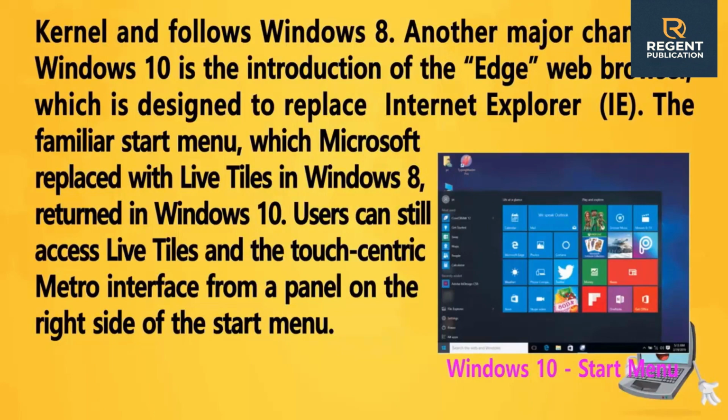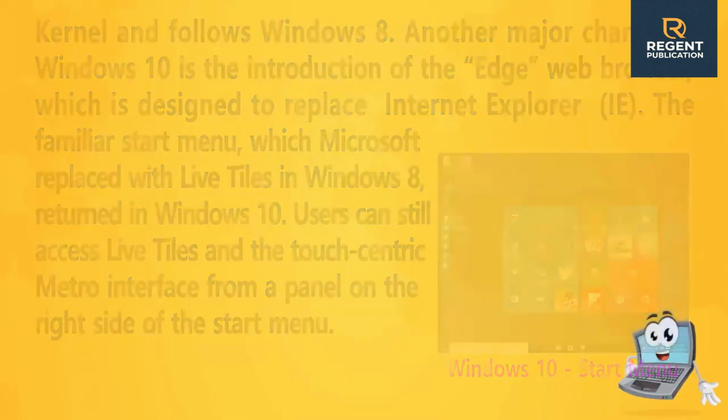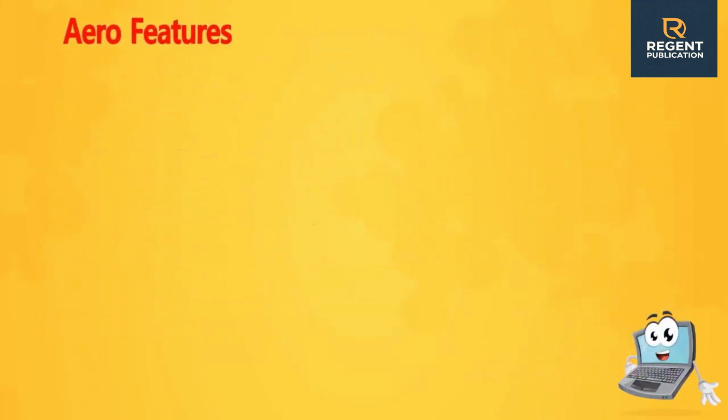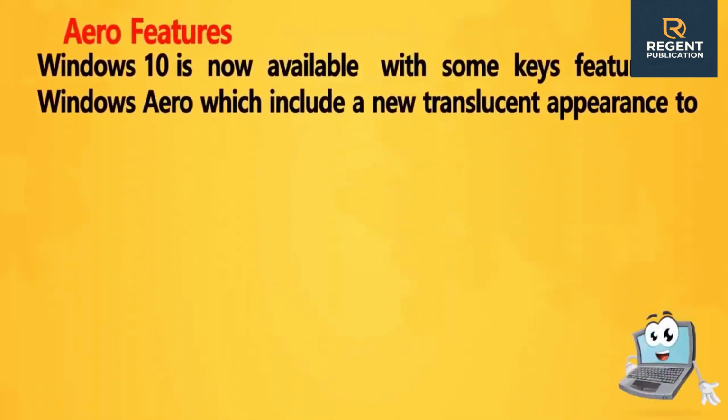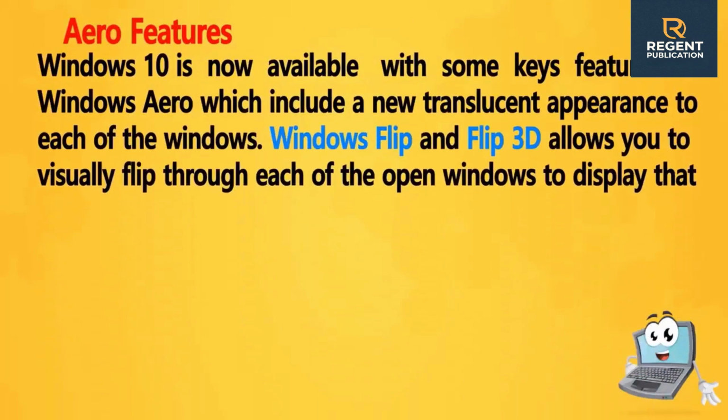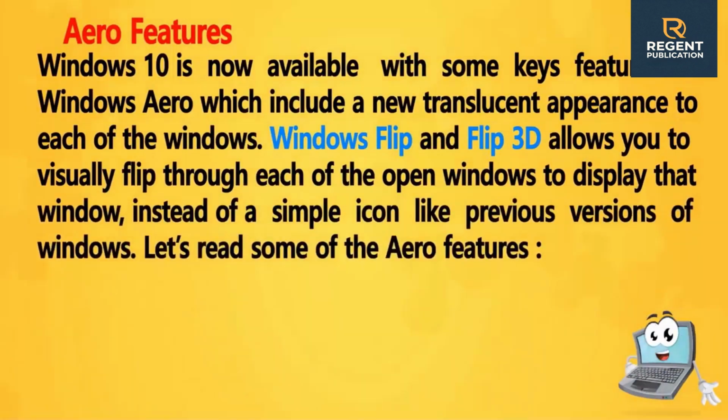Aero features. Windows 10 is now available with some key features of Windows Aero, which include a new translucent appearance to each of the windows. Windows Flip and Flip 3D allow you to visually flip through each of the open windows to display that window, instead of a simple icon like previous versions of Windows. Let's read some of the Aero features.